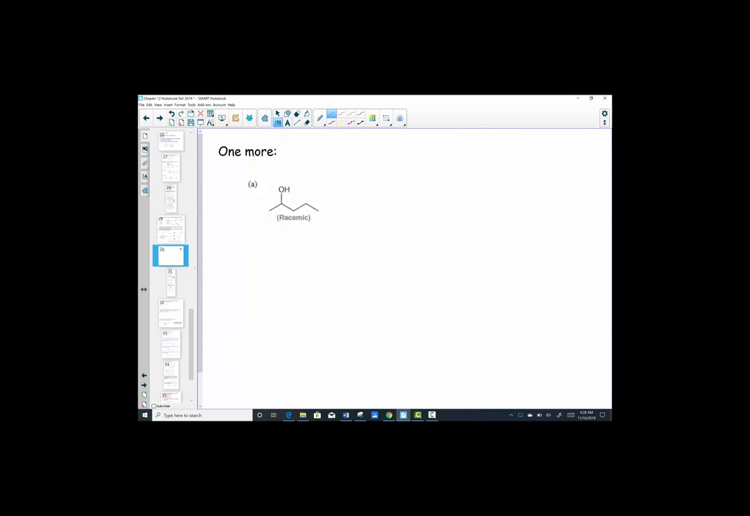Let's try one more. This is just from your homework. Show me a practical way of creating this secondary alcohol. 1, 2, 3, 4, 5. This is 2-butanol. How would we make that? Well, again, there's choices. Because this is a secondary alcohol, you actually have 2 different pathways via Grignard reagent. And one is just as lovely as the other.